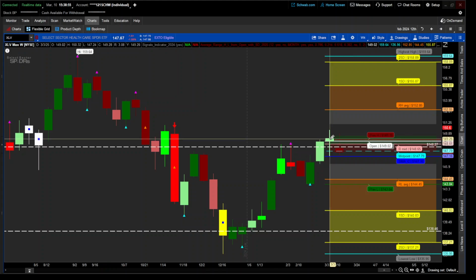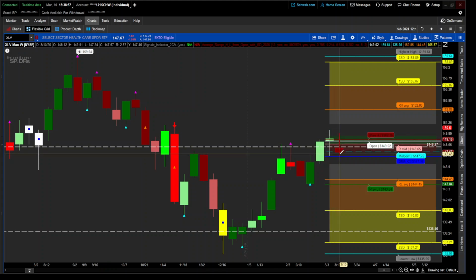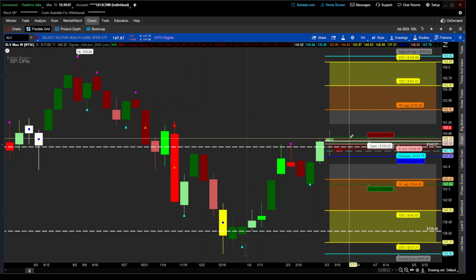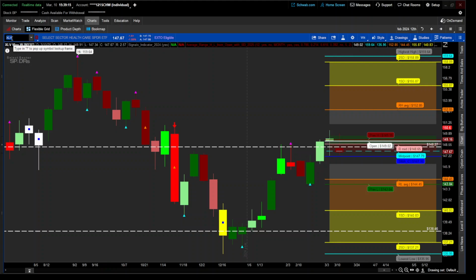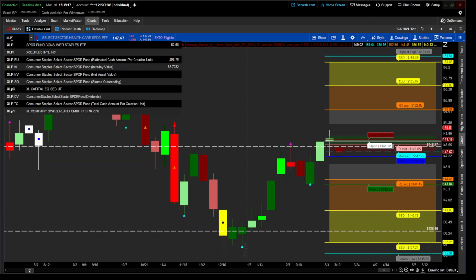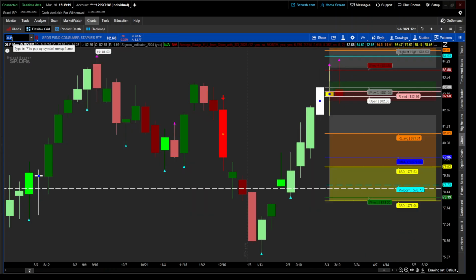Last week it did close above, but this week you see it's coming back in, and it's going to be testing its 12-month average right here at 147, possibly tomorrow. It's trying to get back above this midpoint and reclaim this previous month's high as well at 149 to continue on its way up. So that's healthcare. Now we'll go down to XLP, consumer staples.